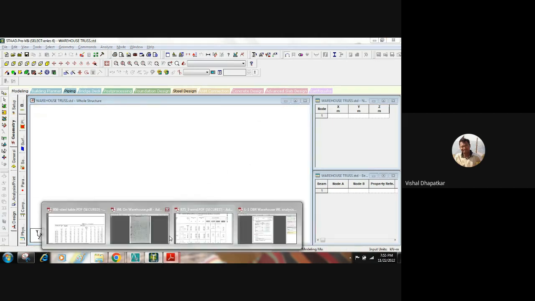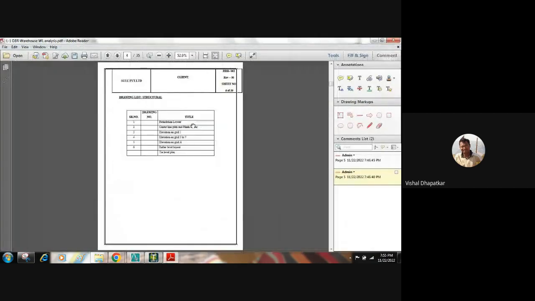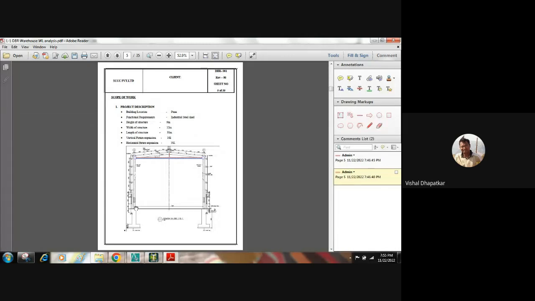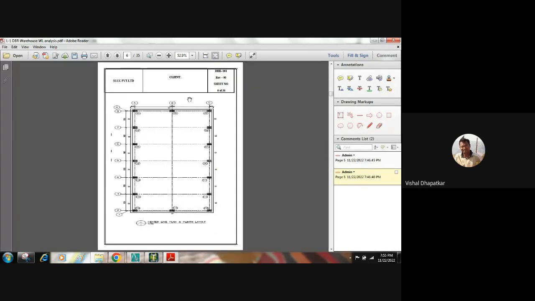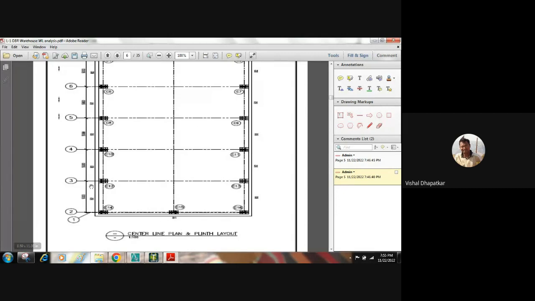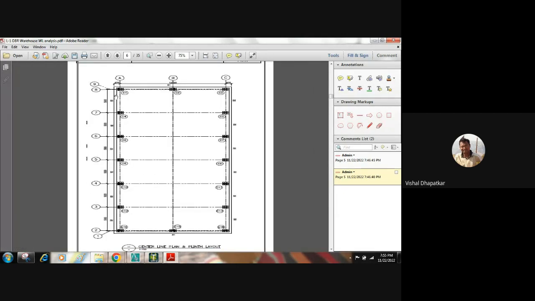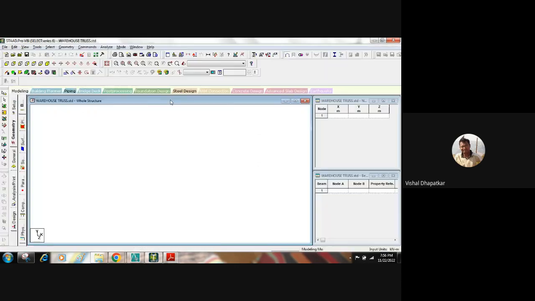So what is the geometry? So the spacing between the column is 5 meter and transverse spacing is 6 meter. We have these two columns at the end. Does anyone have why we have these two columns? I think we have discussed. What is the purpose of those two columns?